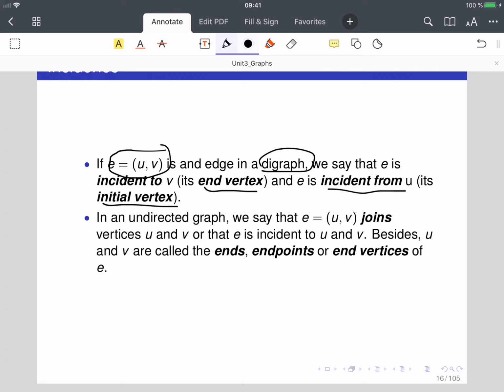If the graph is not directed, then we also sometimes say that the edge joins the vertices. And then we cannot talk about end vertex or initial vertex. We say that both vertices are the endpoints of the edge.